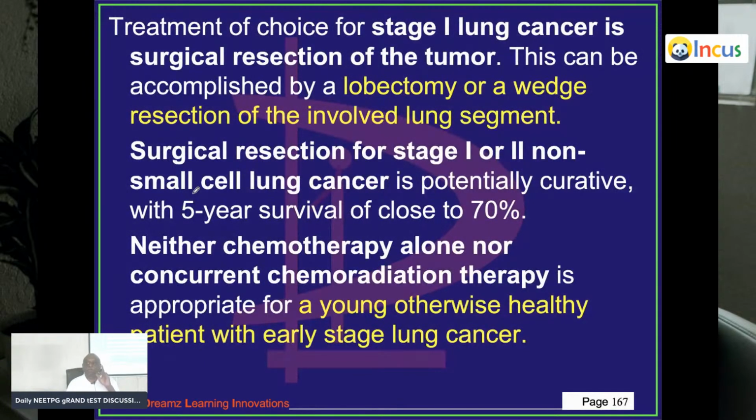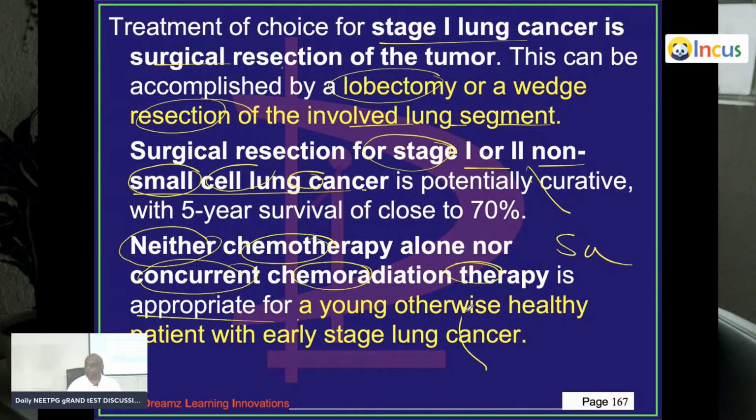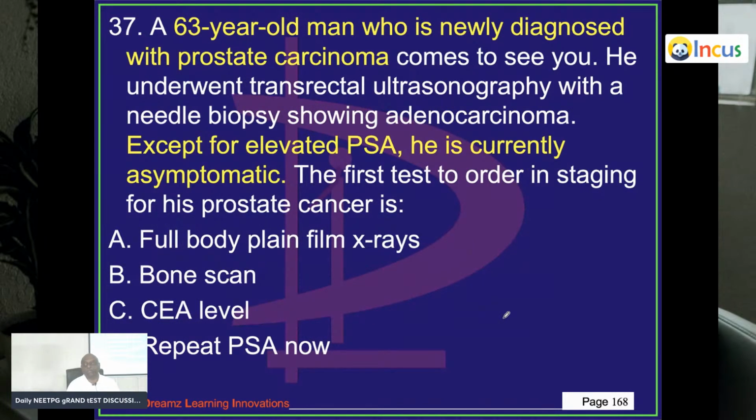Lobectomy. So always remember, treatment for stage 1 lung cancer is surgical resection. That can be a lobectomy or a wedge resection of the involved lung segment. Surgical resection for stage 1 or 2 non-small cell lung cancer. Generally, small cell lung cancer distributes diffusely throughout the body by the time you detect it. Understand? So if it is a non-small cell lung cancer, it is curative. Neither chemotherapy alone nor concurrent chemoradiation therapy is good for a young, otherwise healthy patient who is in an early stage lung cancer. That is a carry home message.